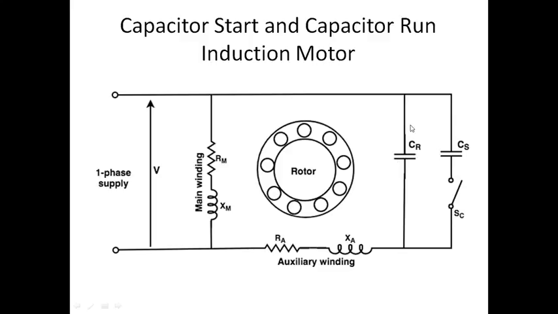If you look at this diagram here, this is your capacitor in the run position and this capacitor is in your start position, right? So we are going to introduce two capacitors in this particular motor, right? So my torque will be very much higher when compared to your capacitor start motor. Since I'm going to use two capacitors in this particular motor, my torque will be very high.